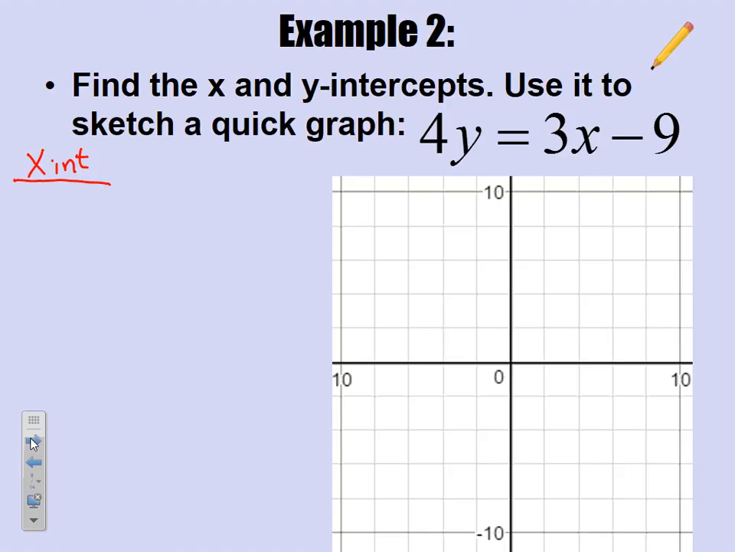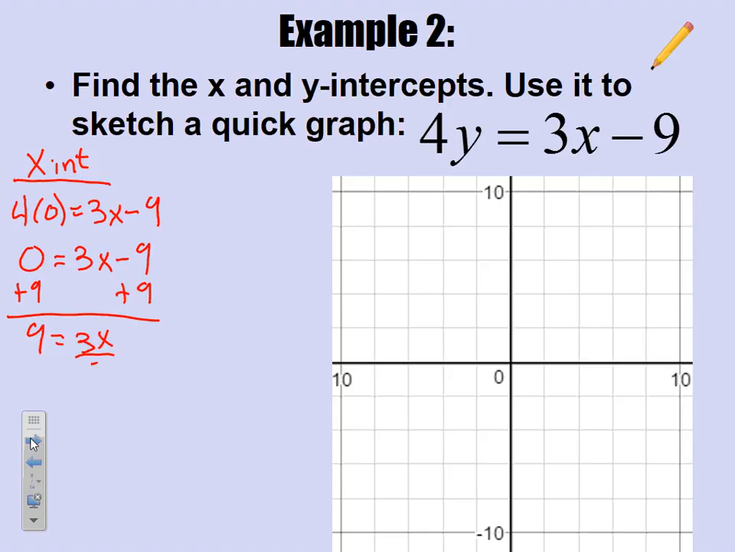So when I do that, I'm going to plug in my 0 right away. So I have 4 times 0 equals 3x minus 9. Well, this is going to be 0 equals 3x minus 9. To get x by itself, I'm going to add 9. So 9 equals 3x, divided by 3. X equals 3. But remember, we write it as a point, so we're going to have the point 3, 0 for our x-intercept. So we go over here. 1, 2, 3, 0 is going to be right here.